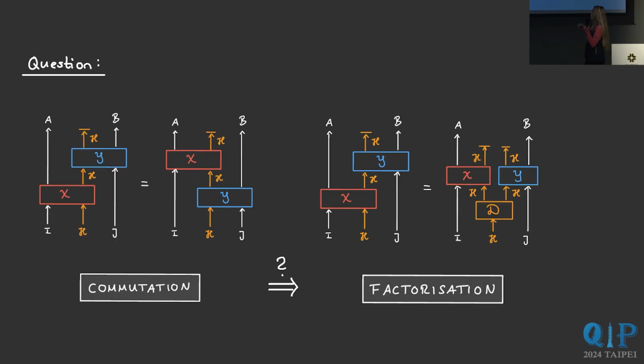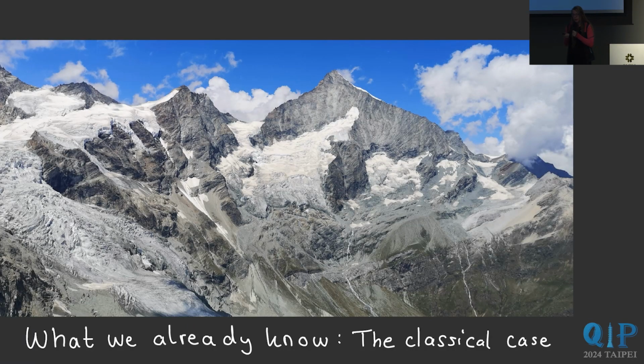Okay, so in terms of these pictures, the question we're asking is, does the left-hand side imply the right-hand side? So when I can write these maps in any order, does it imply that I can actually write them as a tensor product? All right, so to address this question, we start by looking at what we already know about this case.